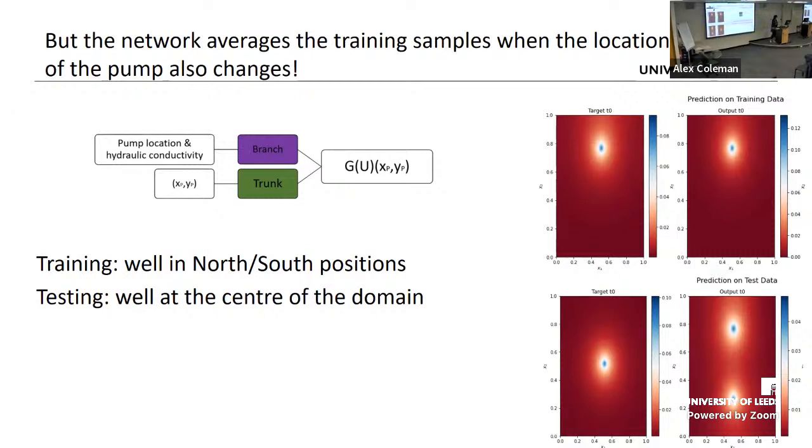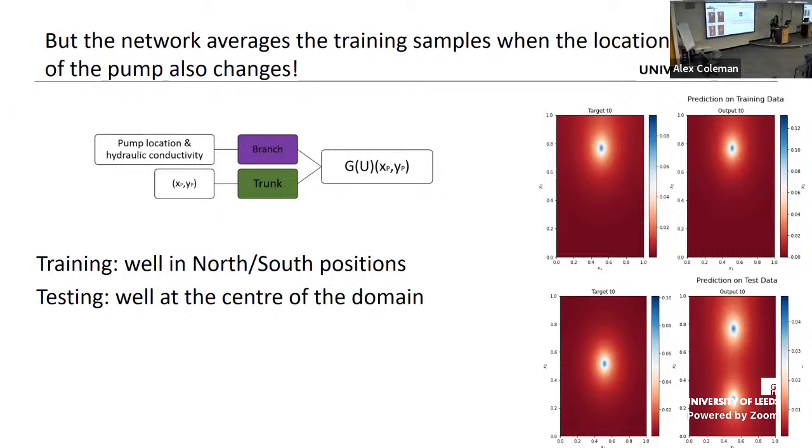So I did a simple test, and I trained the network with the wells. Instead of putting the well everywhere in the domain, I would put it only on the top or so, at the north and south position. And then I would test with samples where the well is in the middle.